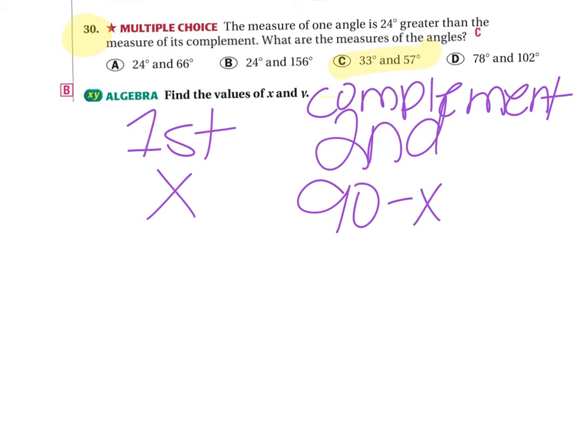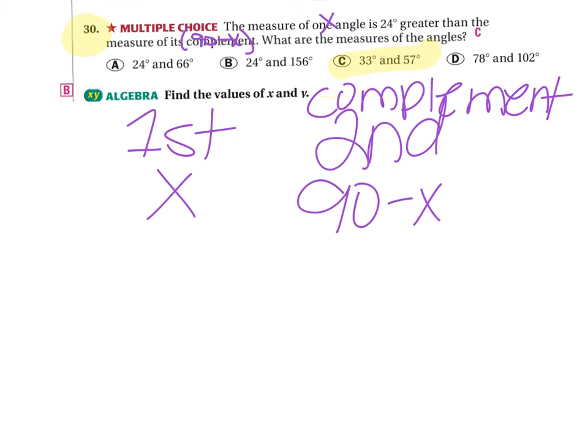If I talk about an angle and its supplement, it'd be x and what? 180 minus x. Does that make sense? So if you're replacing the words with symbols, then the measure of its complement is 90 minus x, and the measure of one angle is my x. Okay? So now the relationship between them is that the first one is 24 degrees greater than the complement.